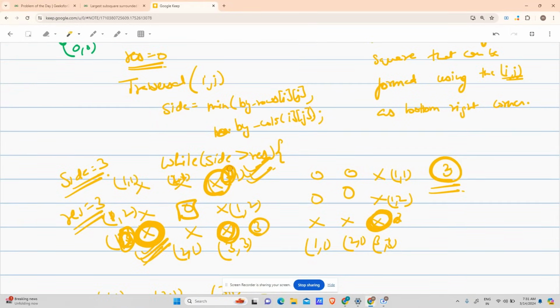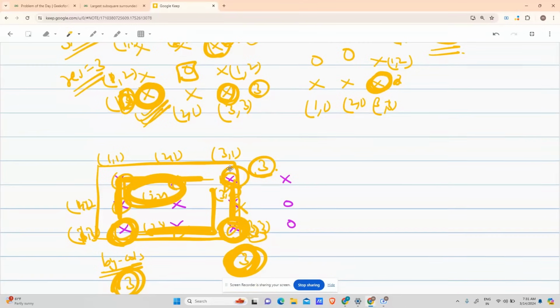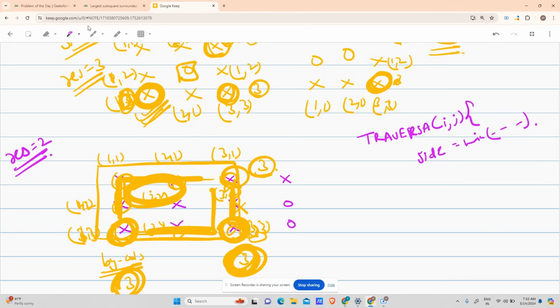Sorry for doing it here. Let me write the pseudocode at the bottom. It is traversal of i, j, right? Side equals to, we found the minimum, right? Now till what I will do? Suppose my result equals to 2. My result equals to 2, right?